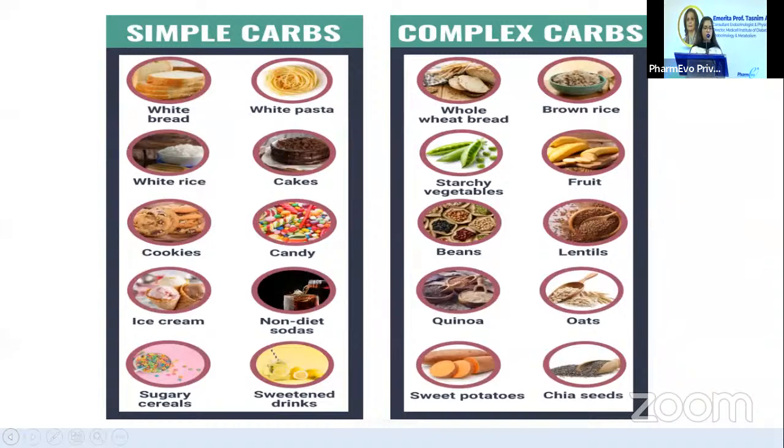So complex carbohydrates are recommended because they are high in fiber and they digest slowly, and they have a low glycemic index, and they give rise to less postprandial hyperglycemia. And they include whole wheat bread, brown rice, oats, semolina, and beans, chia seeds, starchy vegetables, fruits. So we should avoid simple carbohydrates like white bread, white rice, cookies, and ice creams, and sweetened drinks.